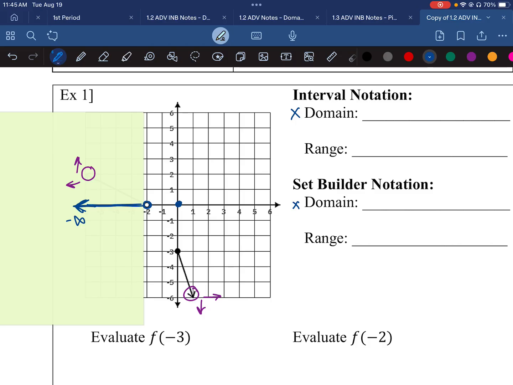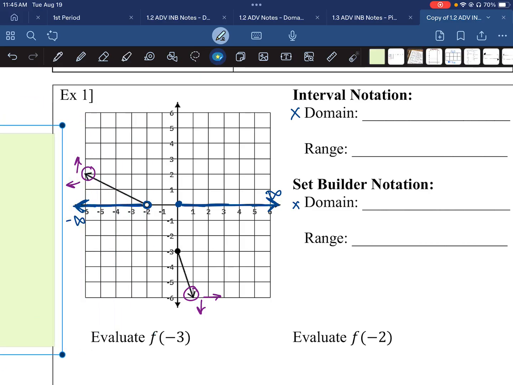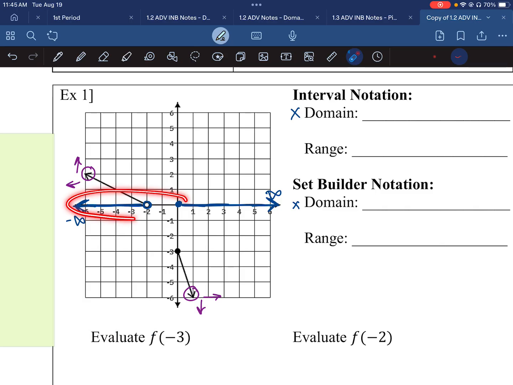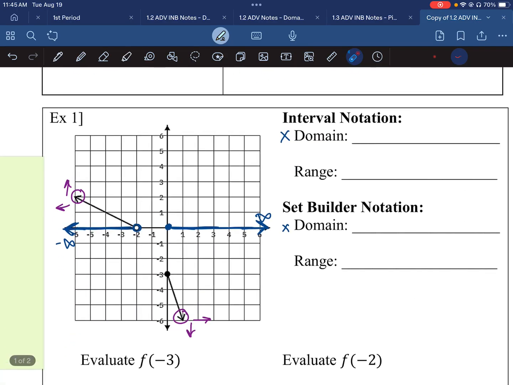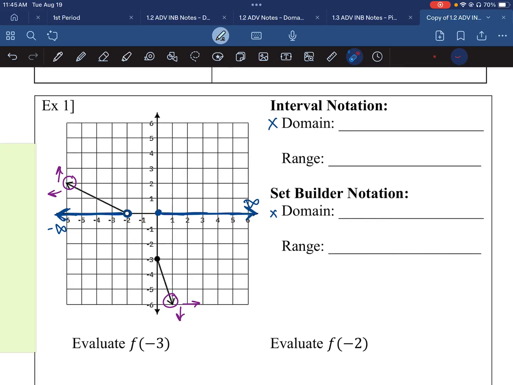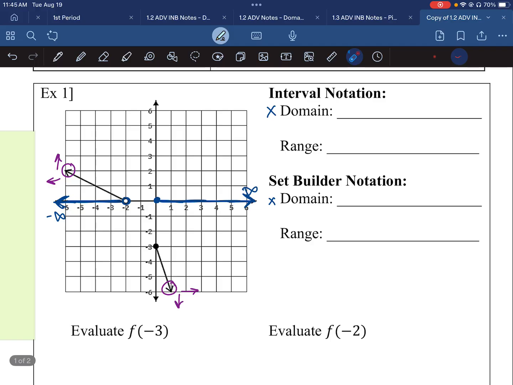And because this is domain, we care about the right. So we're moving right forever and ever and ever, connect those two together. And we have a number line that represents our domain. Notice how this is exactly what we did back up here at the top with our little number line. And there is in fact a gap right here in the middle. So when we do our domain and range, we're going to have that union or the word or.